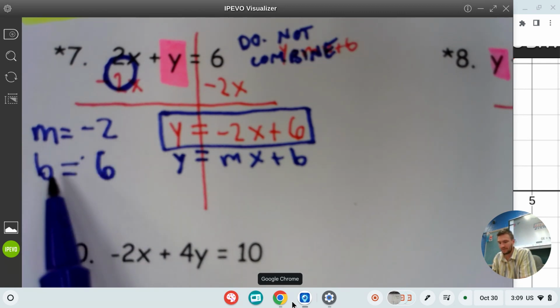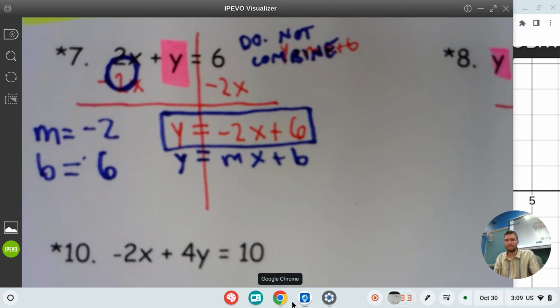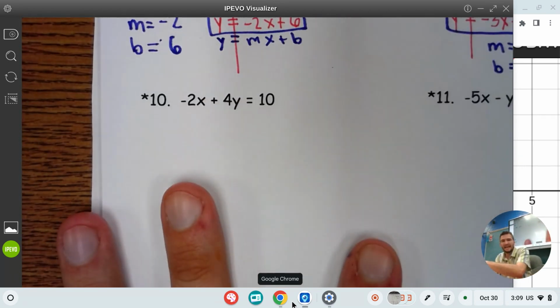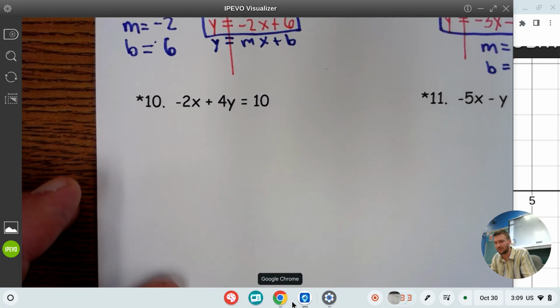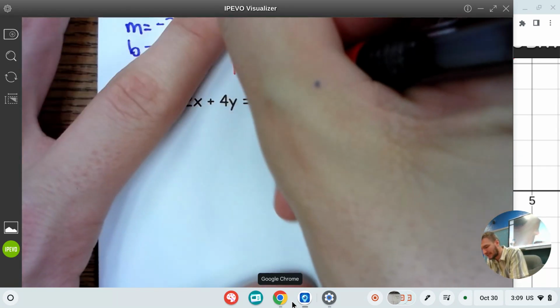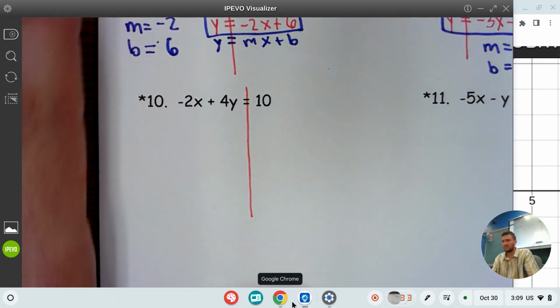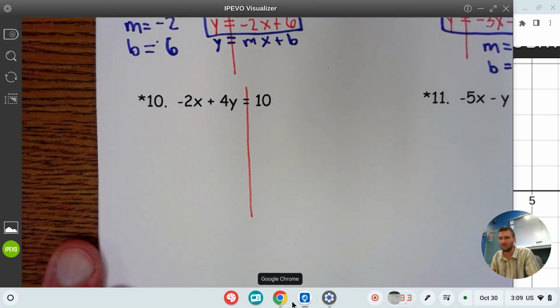Okay, m equals negative 2 and b equals 6? Yeah. All right, we're on to 10. And honestly, 10 is a lot harder. So if you're snoozing off, we literally have 2 questions left. Here we go. 10 is actually a real question here.